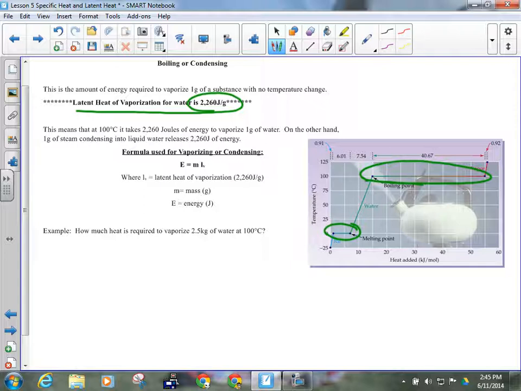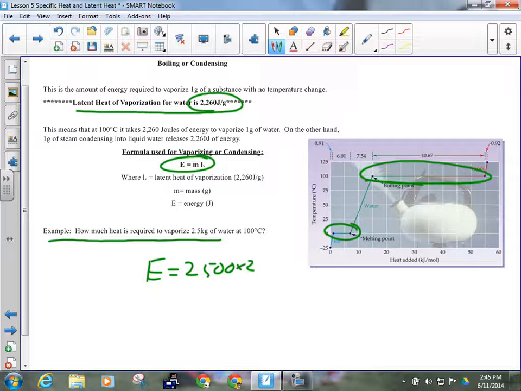All right, so the formula for this one, very similar. E equals mass now times LV. So instead of the latent heat of fusion, now we use the latent heat of vaporization. If we're looking at this example here, how much heat is required to vaporize 2.5 kilograms of water that is already at 100 degrees Celsius? Well, if I want to figure that out, E equals how many grams in 2.5 kilograms? 2,500, times 2,260 joules per gram.